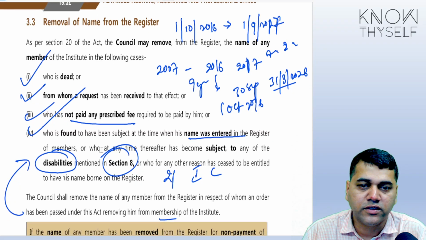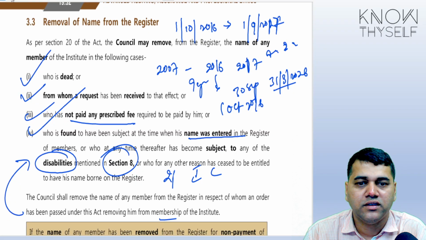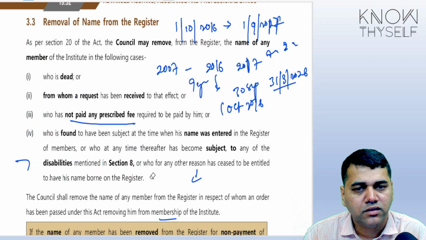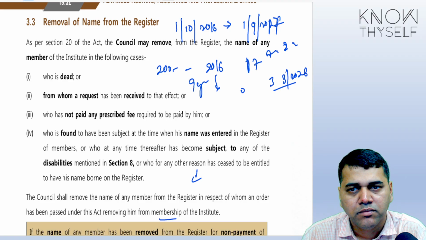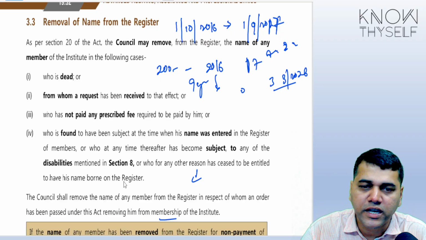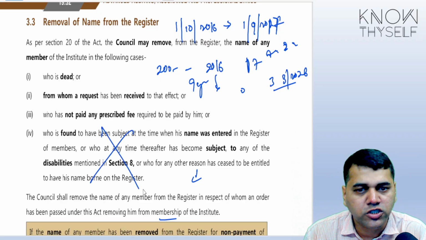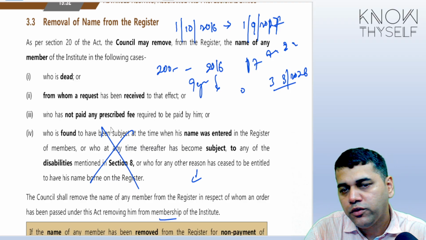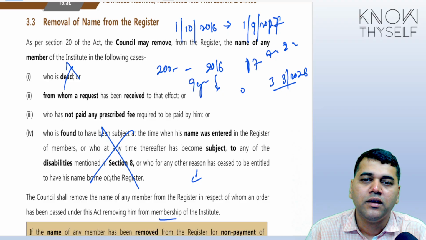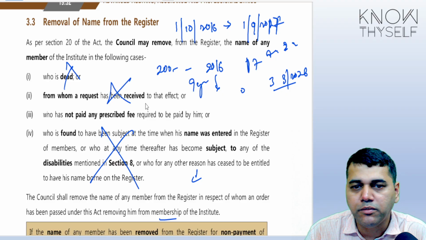See, first of all, if you are subject to disqualifications, then there is no question of your restoration, because by fraudulent means you got your name entered. You were not supposed to enter your name in the first place. So there is no question here. Now if you are dead, will it be restored again? This is also impossible. You only requested, so we'll remove it.